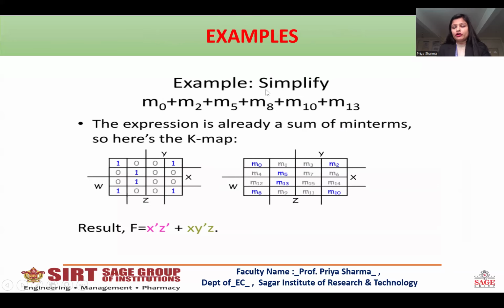Here one example is given for the simplification of a K-map for 4 variables: M0, M2, M5, M8, M10 and M13. These are the minterms where we have to put 1, and others we have to write 0. So after pairing, we will get one pair of M5 and M13, and due to map rolling, we will get a quad over M0, M8, M2 and M10.